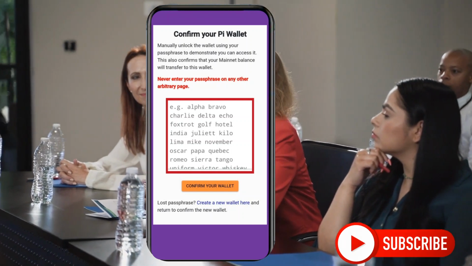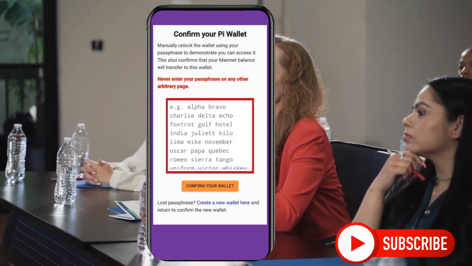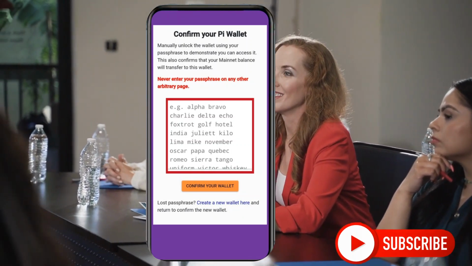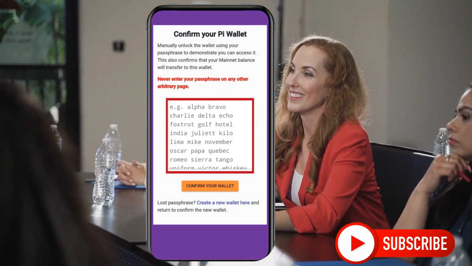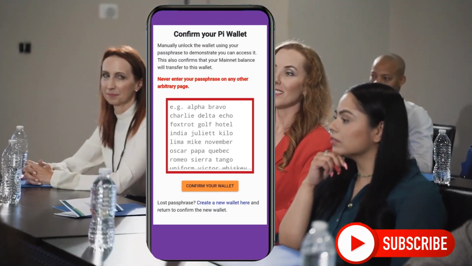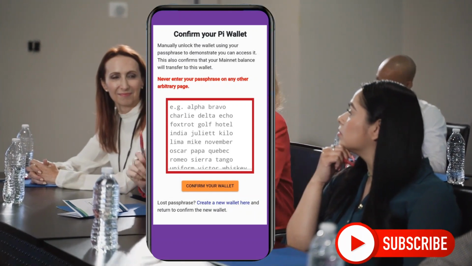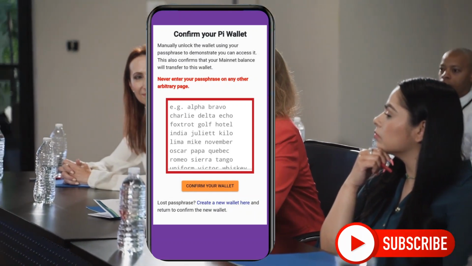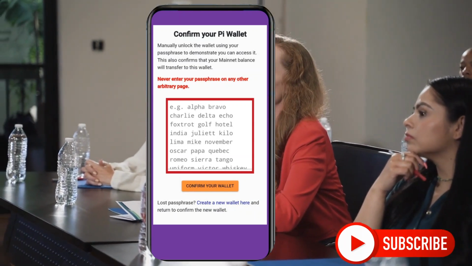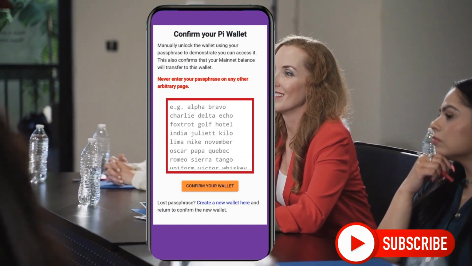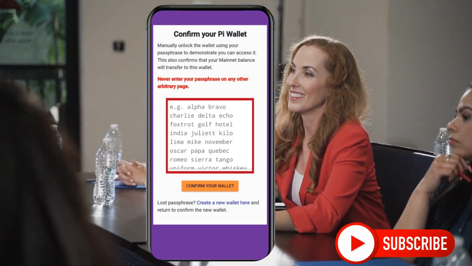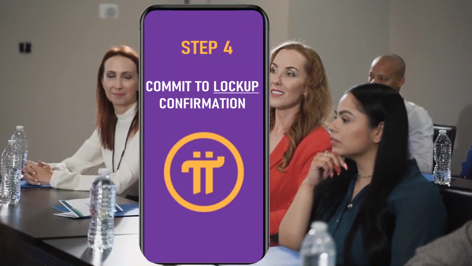It is also a safety mechanism created for you because you have an option at this point to recreate another wallet if you have lost the passphrase of the previous one. This way, you only get to lose the wallet and not the Pi, because it is still yet to be migrated or transferred in step 4. You will have to commit to the lockup configuration.